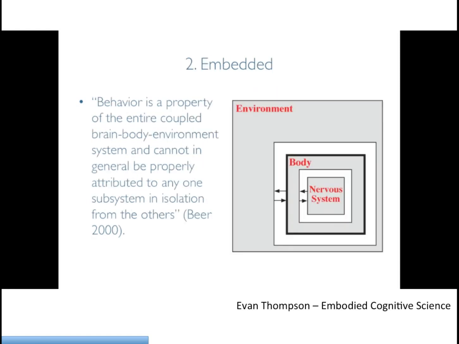Second, embedded. This term comes from the study of things like navigation, where in work by Randy Beer, the idea is that you treat the nervous system, the body, and the environment as coupled dynamical systems in which behavior is a property of the entire brain-body-environment system and can't be attributed to any component in isolation.